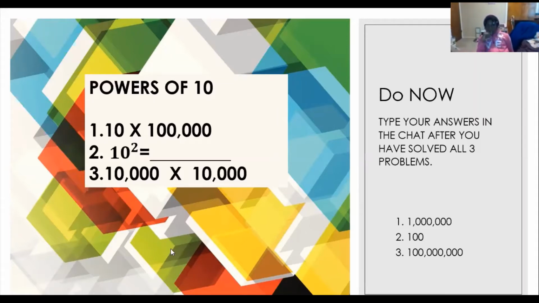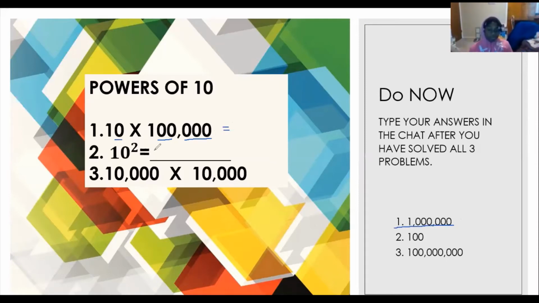So a good way to remember powers of 10 is to remember that you're going to be adding on the zeros you're multiplying by. So here we have 1 zero, and here we have 5. So when I combine these answers, I'm going to get an answer that has 6 zeros in it, which gives me 1 million.